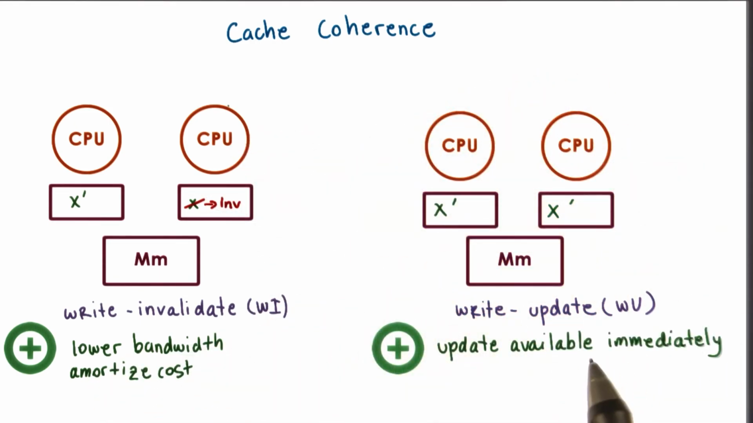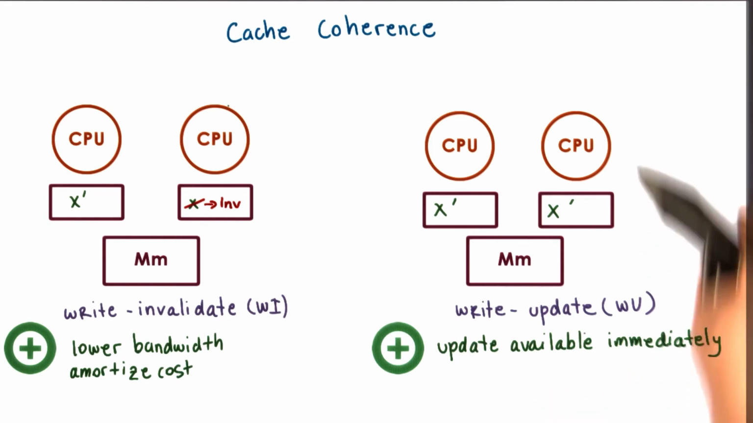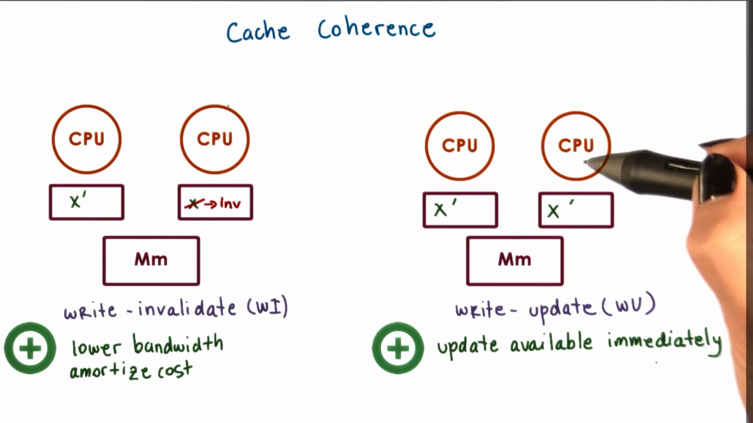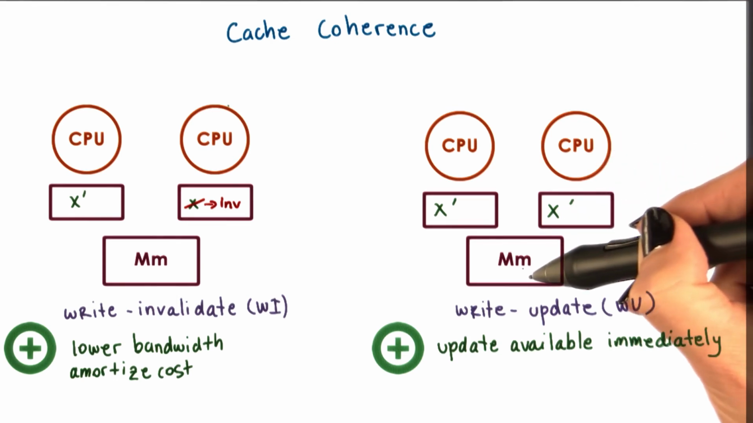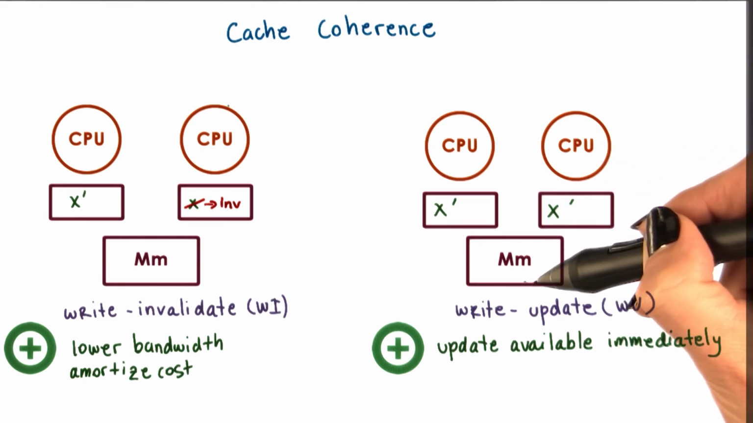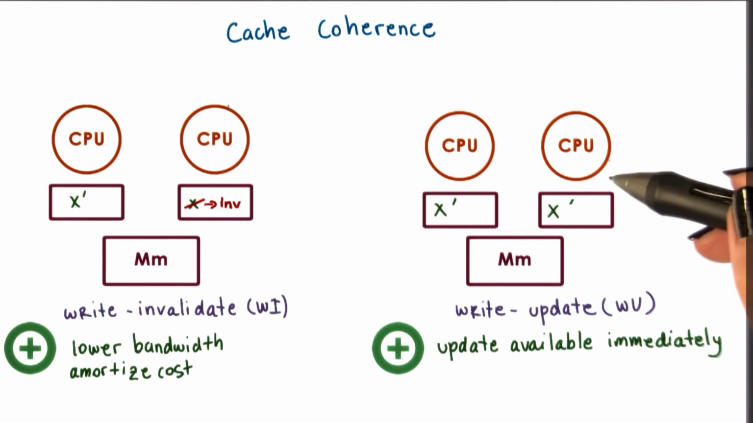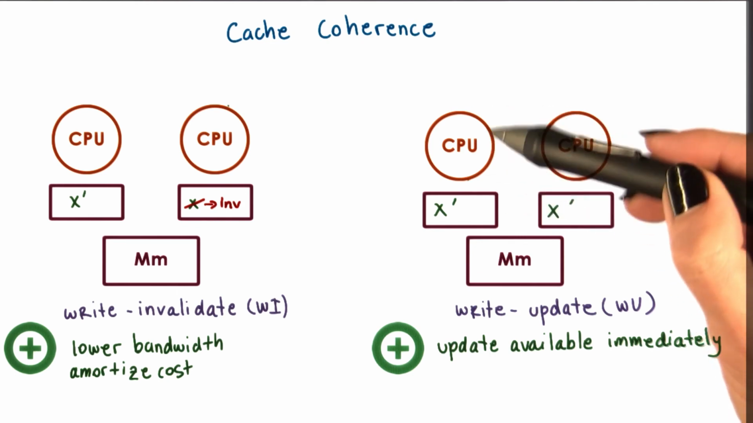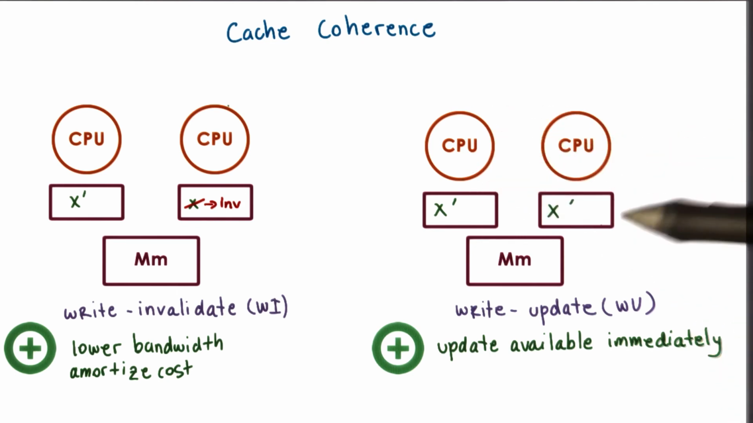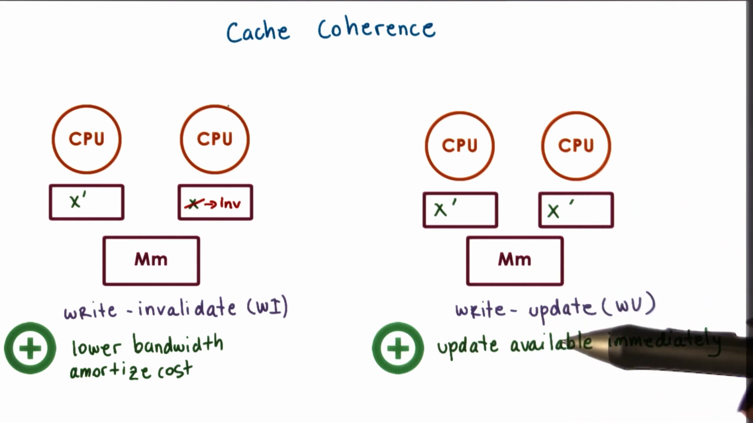For write update architectures, the benefit is that the data will be available immediately on the other CPUs that need to access it. We will not have to pay the cost to perform another memory access in order to retrieve the latest value of X. So then clearly programs that will need to access the value of X immediately after it has been updated on another CPU will benefit from support for write update.